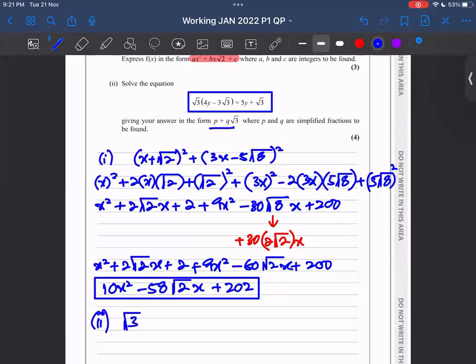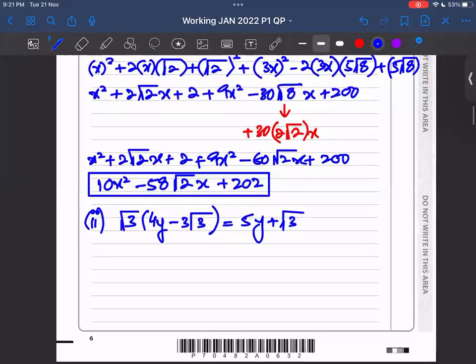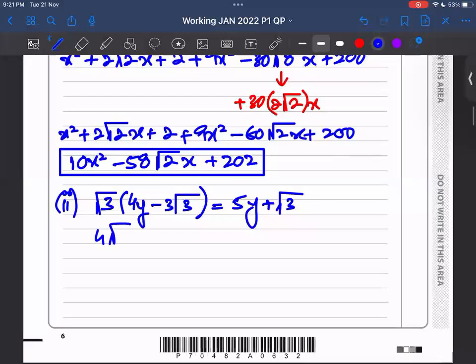Root 3 (4y minus 3 root 3) equals 5y plus root 3. Now it is going to be 4 root 3y.